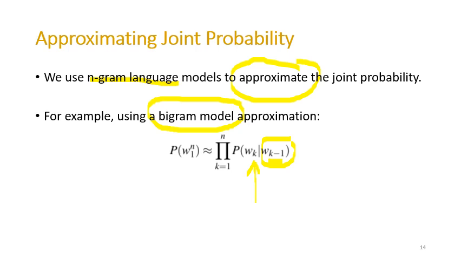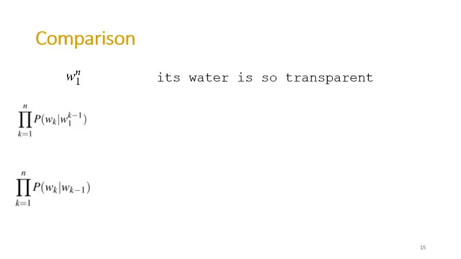So if you want to predict the word number 5, you only need to care about word number 4. If you want to predict the word number 6, you need to care only about word number 5 instead of the sequence from word 1, word 2, word 3, word 4 up to word 5. So that's how we use the n-gram language model to approximate the joint probability. Now let's see a concrete example to compare the joint probability without approximation and the joint probability with bigram approximation.